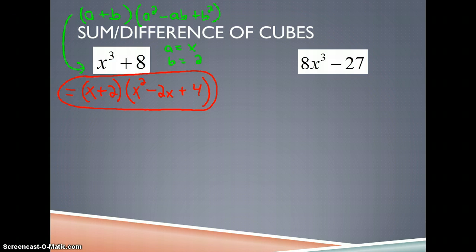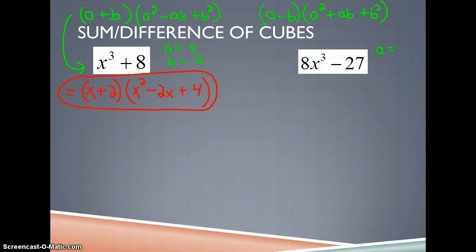The difference of cubes has a similar formula. There's just a minor difference. This time, we're going to have a minus b. Then we'll still have a squared on the inside, but now everything becomes plus. So it's a squared plus ab plus b squared is how this one works out. Again, a is the cube root of the first, and b is the cube root of the second.